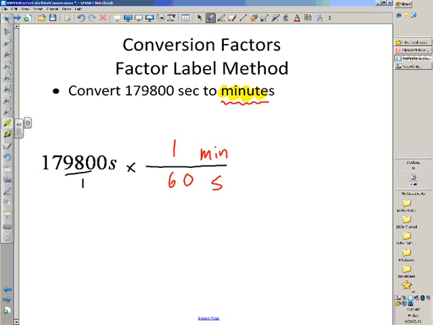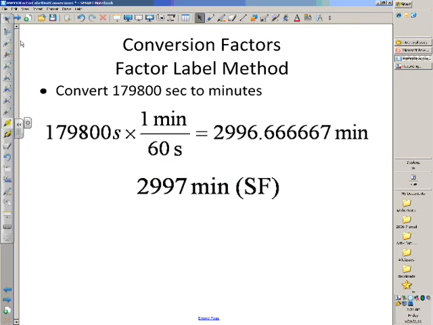So now it's just a multiplication problem, right? We're multiplying two fractions together. So you multiply the tops, you multiply the bottoms, you divide those values, and you end up with a number, right? Also, because we're multiplying the tops and the bottoms, we can do some unit canceling. Seconds on the bottom, seconds on the top, we can cancel those seconds. We're left with minutes. When you run that through your calculator, you end up with this.